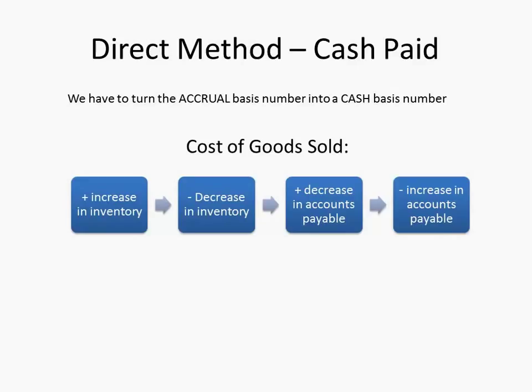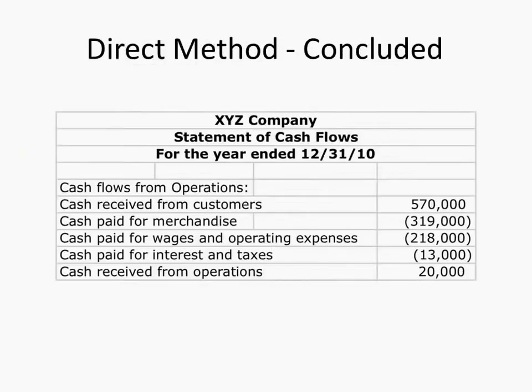So cost of goods sold. I want to go through that again. If accounts payable goes down, that means you paid something. If you paid something, that's reported as cash paid. You make these assumptions that cost of goods sold, you paid everything in cost of goods. You start with that whole number there.